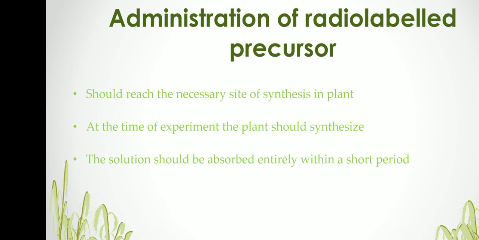First one, the administered precursor should reach the necessary site of synthesis in plants. For example, sometimes the leaf may be the metabolic site, or the production may take place in the leaf. In such cases, the administered precursor should reach the leaf, that is the necessary site for synthesis. And second precaution is, at the time of experiment, the plant should synthesize the constituents under investigation.